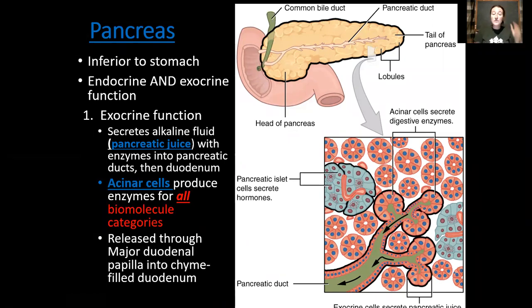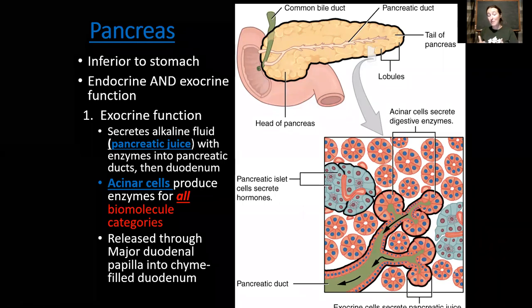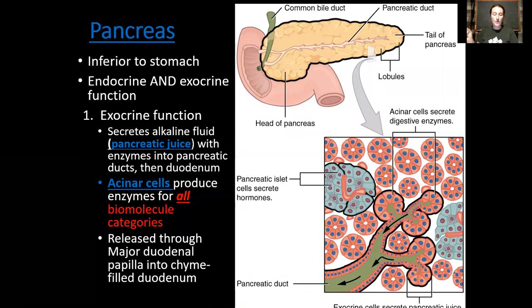Also, these cells are responsible for producing enzymes. The pancreas isn't digesting anything itself, but it is the only organ in your body that can produce enzymes for every single biomolecule class. The carbohydrates, the proteins, the lipids, and the nucleic acids are all digested by enzymes from the pancreas, not from the small intestine, not from the stomach, not from the mouth, the pancreas.